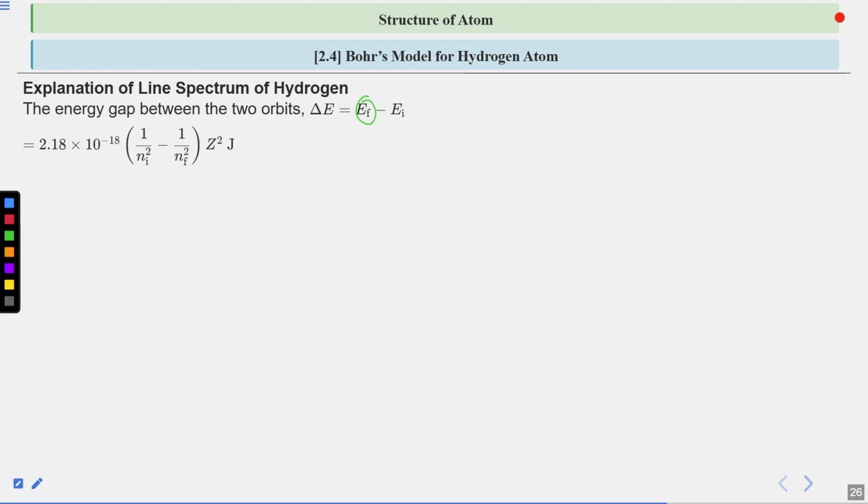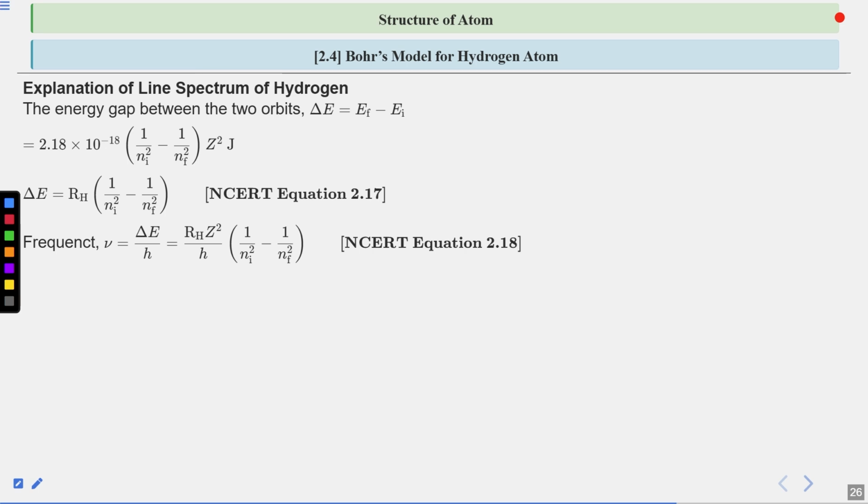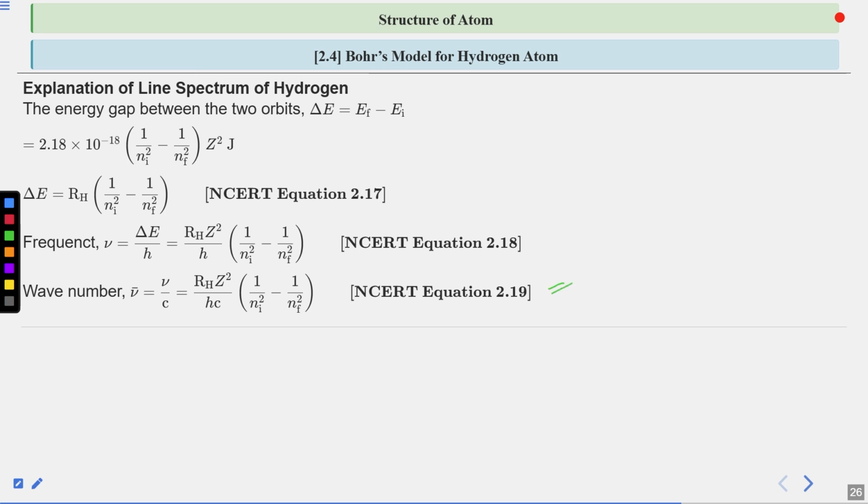So we know that the energy of any state can be found out using this formula. Just put the values of both of the states and you will get your final formula for the calculation of energy difference. Similarly, you can do it for the frequency and for the wave number. So these are the three most important formulas. Now these formulas are the same that we got in the previous slide.